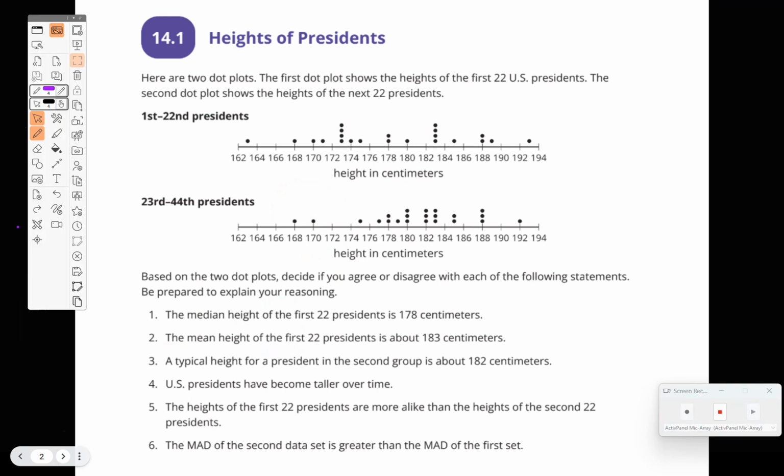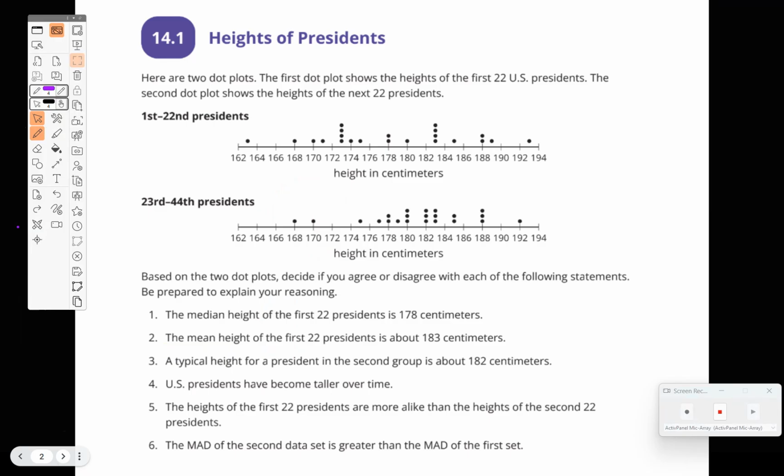Here are 2 data dot plots. The first dot plot shows the heights of the first 22 U.S. presidents, and the second one shows the heights of the next 22 U.S. presidents. We are not actually going to do the math. We're going to say if we agree or disagree, okay?